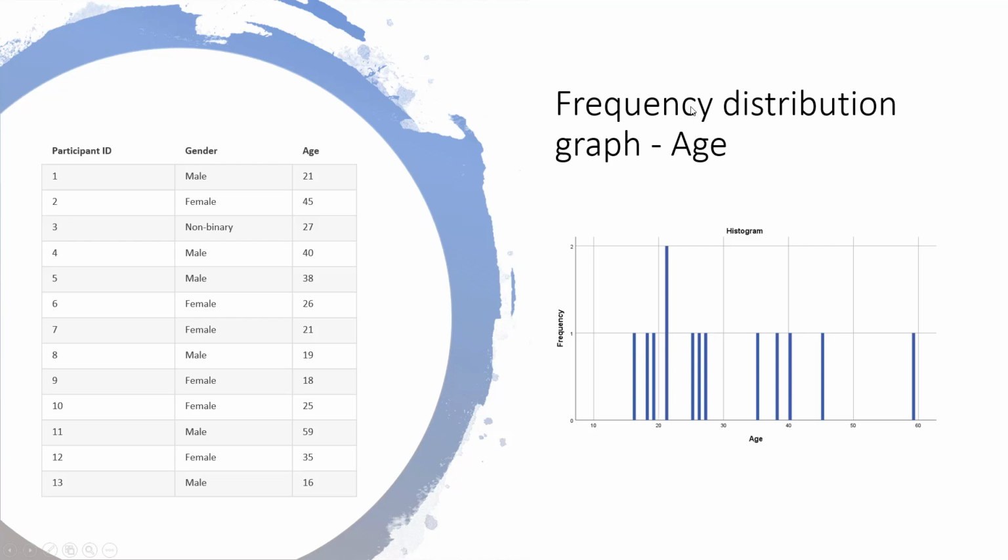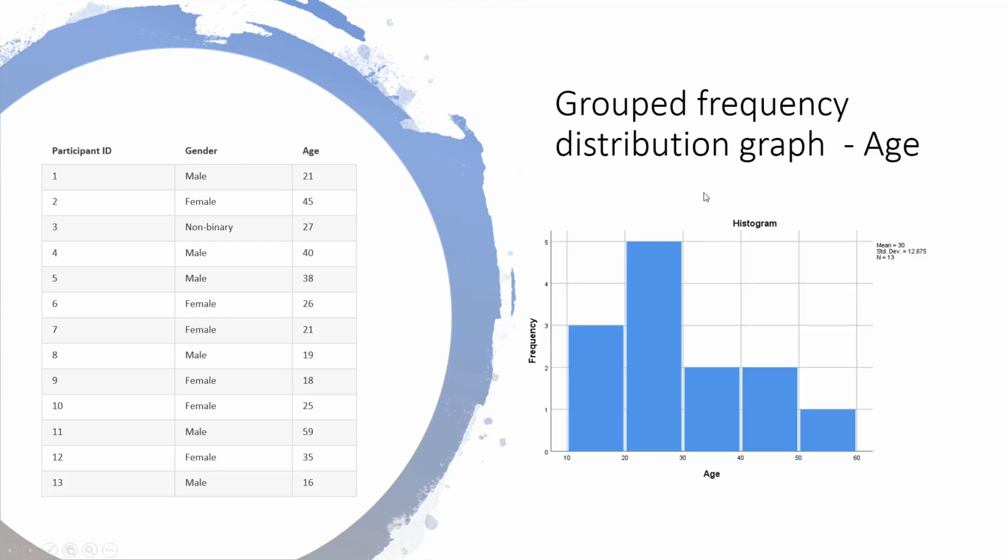So the next step with a continuous variable, which is a scale, which is either interval or ratio, is to create a grouped frequency distribution graph. So this is where we have taken age, and this time we've looked at the number of times individuals fall between the ages of 10 and 20, 20 and 30, 30 and 40, and so on. And what we can see is there's a peak in our distribution when it gets to the ages of 20 to 30, so that's where the majority of cases lie.